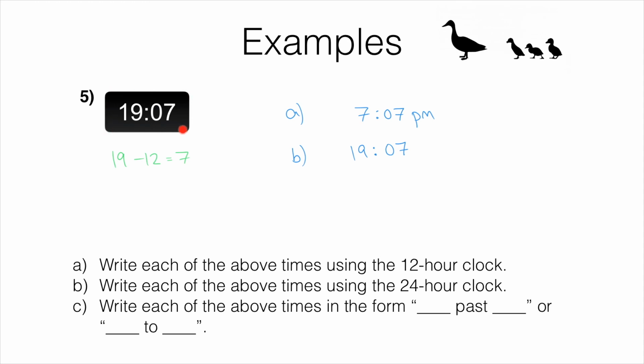Finally, how would we write that in this form? Well, it's pretty close to 7 o'clock. It's not that much after it. So we're going to write that as 7 minutes past 7.